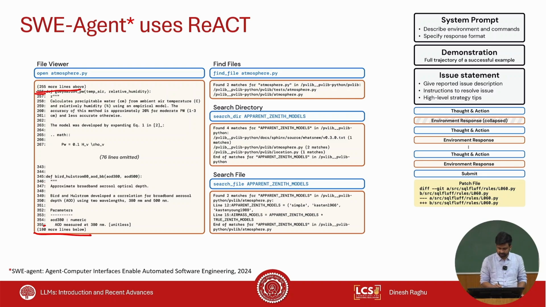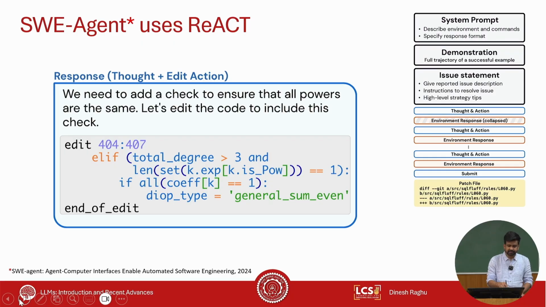So these are some of the other examples of actions and their corresponding outputs, and this is what an example of an edit action looks like. You would say that you are already in a certain file from your previous action, and then you would say I want to edit line numbers 404 to 407, and this is the content that I want to put in, and then you also say end of edit. Okay.